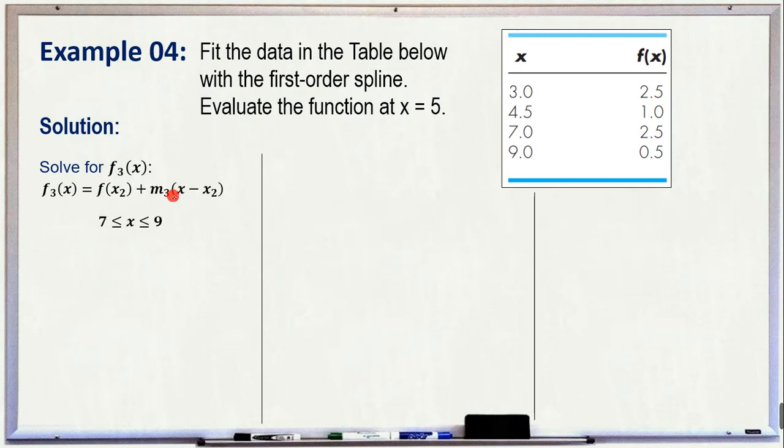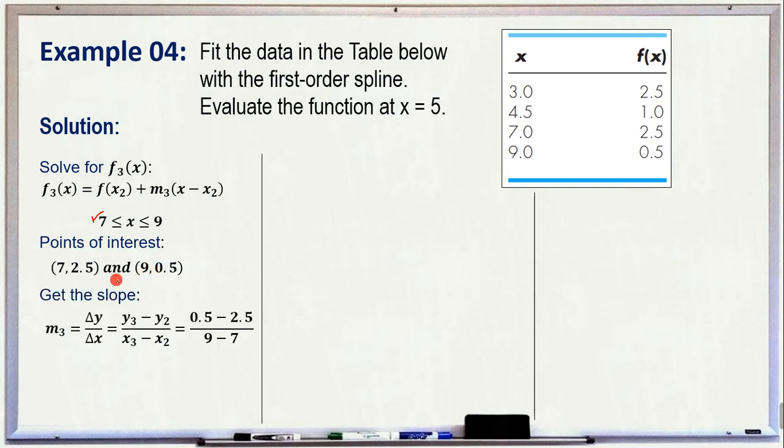And lastly, we're going to solve for the third function. So this is the format of the third function, and this is its domain. The points of interest have coordinates 7, 2.5. So this is for the third point, and our last point has coordinates 9 and 0.5.